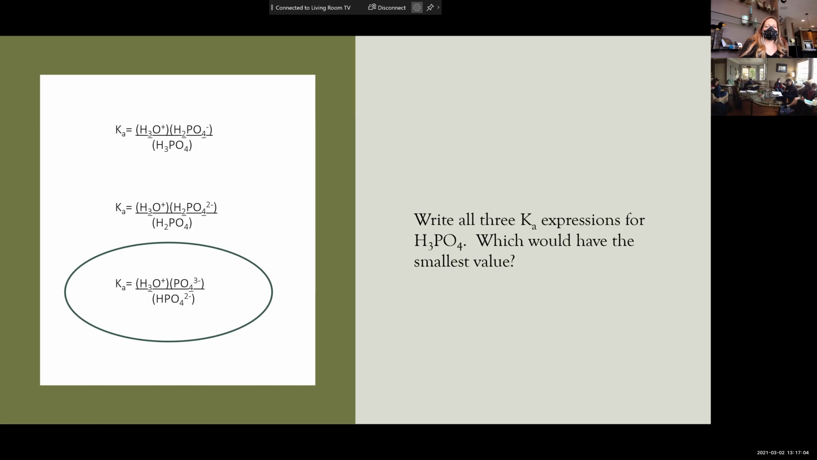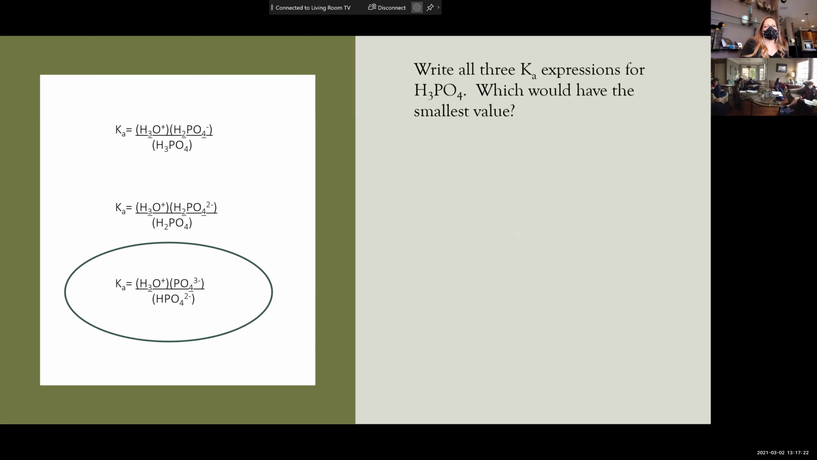How did you get a number version if you didn't know the molarity? Well, the first one is 7.3 times 10 to the negative 3, and then 6.3 times 10 to the negative 8, and the last one is 4.8 times 10 to the negative 13. Okay. I was just throwing it in there to see if anybody was going to try something funky or if y'all were just looking it up.